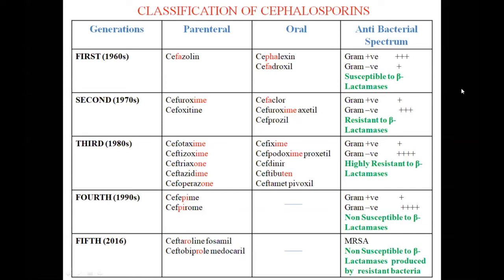And the good students, sometimes they are asked in the grand viva. So if you are able to say a few names, then it is good. The 4th generation you can remember with the letters PI, that is cefepime and cefpirome. And the 5th generation you can remember with the letters RO, so ceftaroline and ceftobiprole. This way it becomes easier, and at least 4 or 5 names you can utter during the viva. So good students, they are asked, and always you can remember.